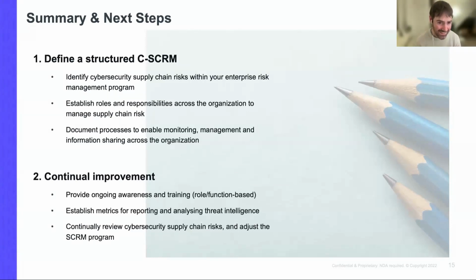And formal processes that can help us monitor and manage information sharing across the business and where risks are cropping up with each supplier. And then once we've established that ongoing process of awareness, training, dedicated metrics, and analysis of threat and threat intelligence, and reviewing the overall SCRM program to see how can we tighten control and make it more effective in terms of giving us visibility on supply chain risk.